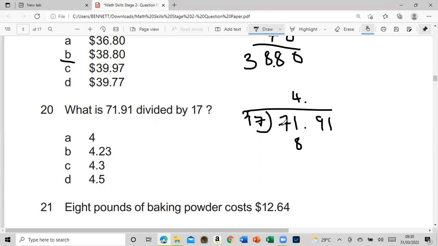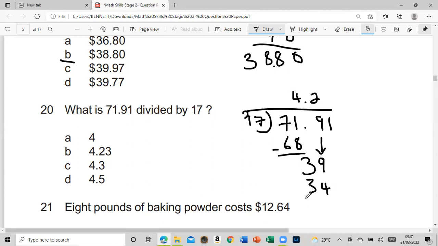4 7s are 28, 4 1s are 4, and that's 6. That's 68. We subtract 68 from 71, that should leave 3. Carry down the 9. So that's 39. So that would be 2. So we can stop now. Once we get the 2 right here, we do 2 times 17, that's 34.